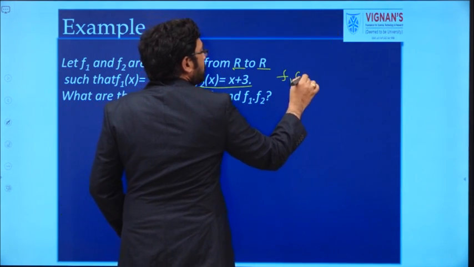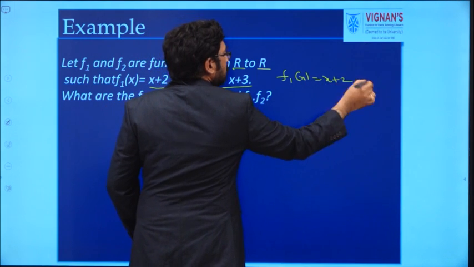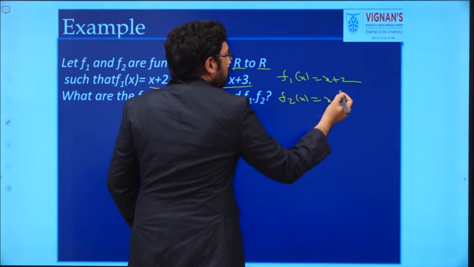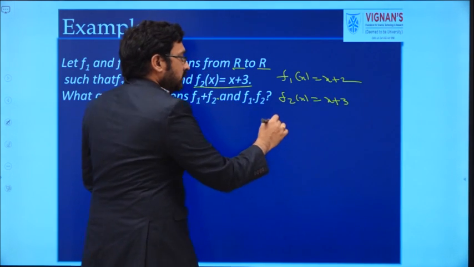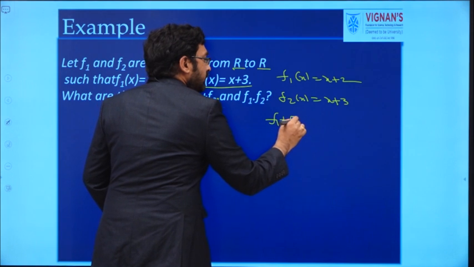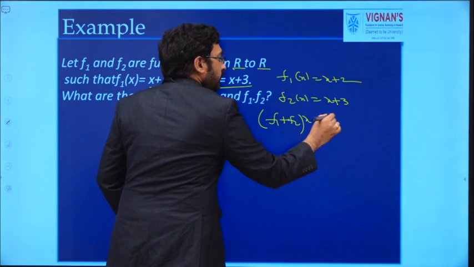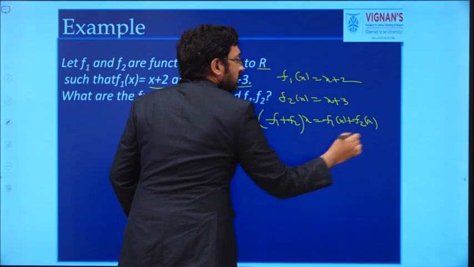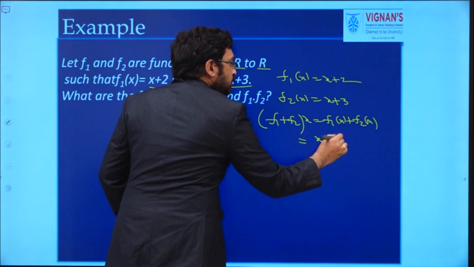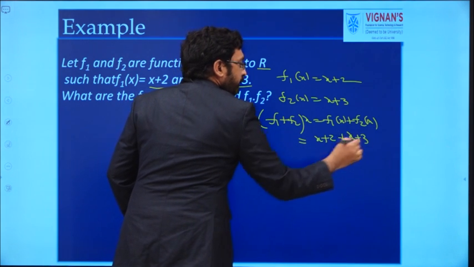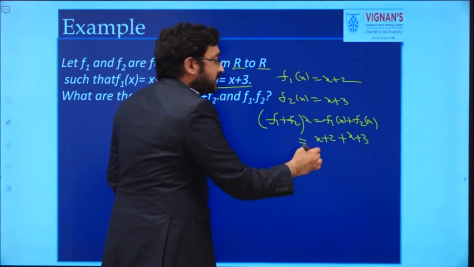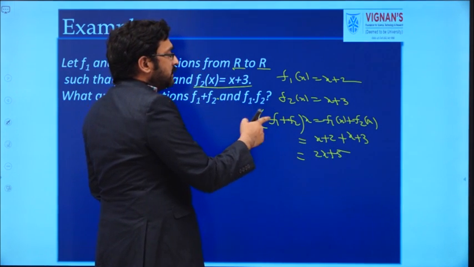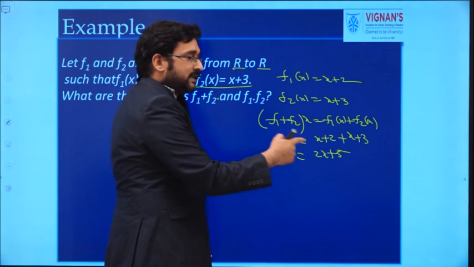So f1 of x equal x plus 2, f2 of x equal x plus 3. Perform addition and multiplication. So (f1 plus f2) of x equal f1 of x plus f2 of x, that equal x plus 2 plus x plus 3. So x plus x means 2x, plus 2 plus 3 means 5. So (f1 plus f2) of x we got as 2x plus 5.